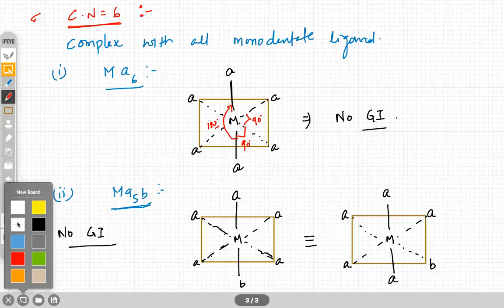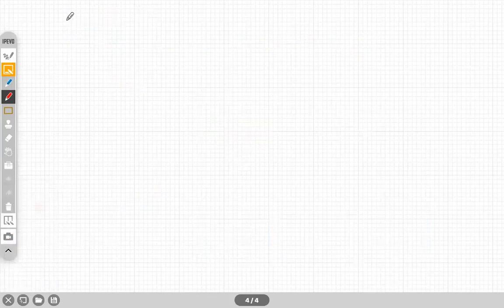Okay, similarly, if we take third type of complex, which is Ma4B2 type, could you tell me how many GIs possible, if possible, then? Three. Yes, sir.